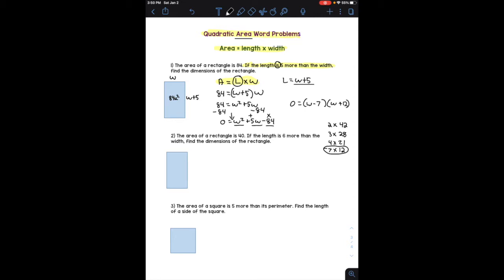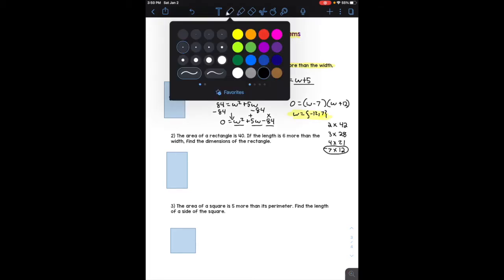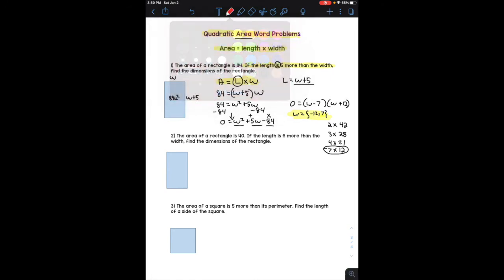We would set the two factors equal to 0 and get the two solutions of negative 12 and 7. However, what we're solving for here is W. That stands for something tangible. It stands for the width of the rectangle. Therefore, the negative value won't work since you can't have a negative width. That won't exist. I know the width of the rectangle would be 7.